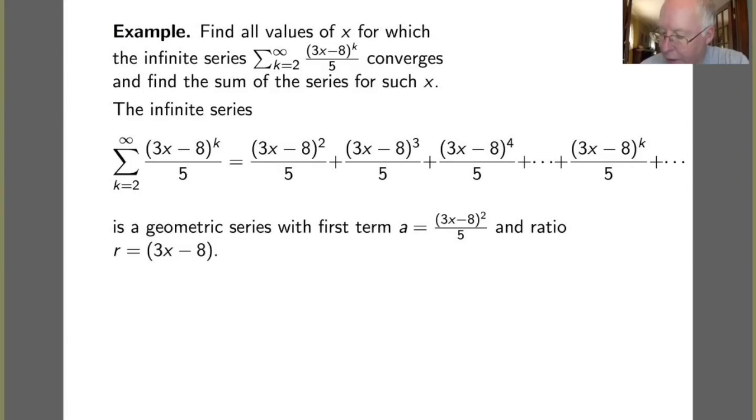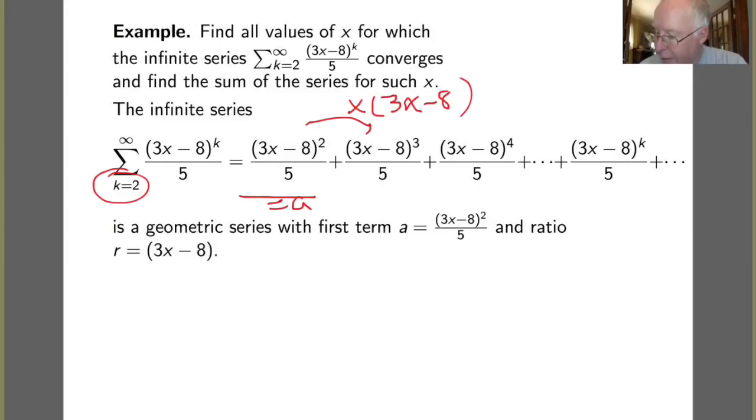Now, in this case, k starts at 2, so the first term happens when k equals 2. That gives us this term. So this is going to be our a, our first term, and then we write out the subsequent terms. As we go from one term to the next, we multiply by 3x minus 8, and so we see those powers growing down here as you move out in the series. So this infinite series has first term 3x minus 8 squared over 5, and the ratio is 3x minus 8.